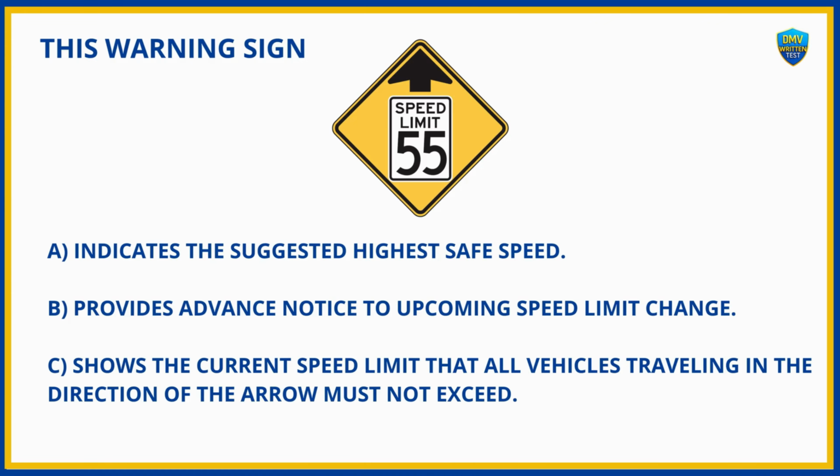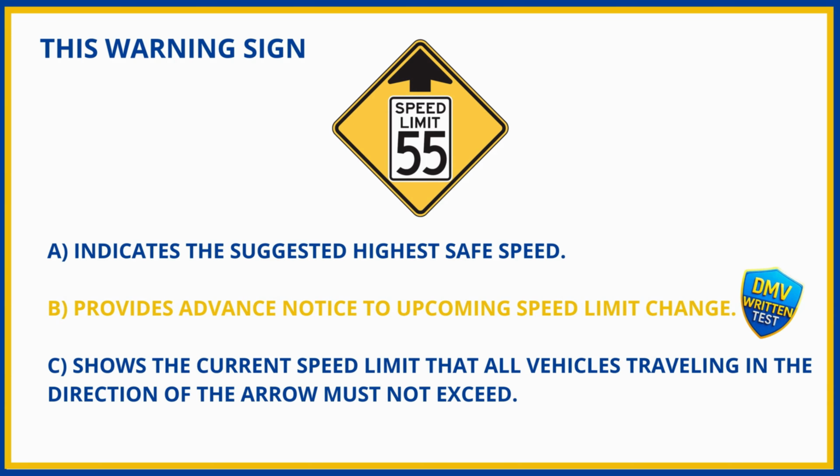This warning sign A. Indicates the suggested highest safe speed. B. Provides advance notice to upcoming speed limit change. C. Shows the current speed limit that all vehicles traveling in the direction of the arrow must not exceed. And the answer is B. Provides advance notice to upcoming speed limit change.